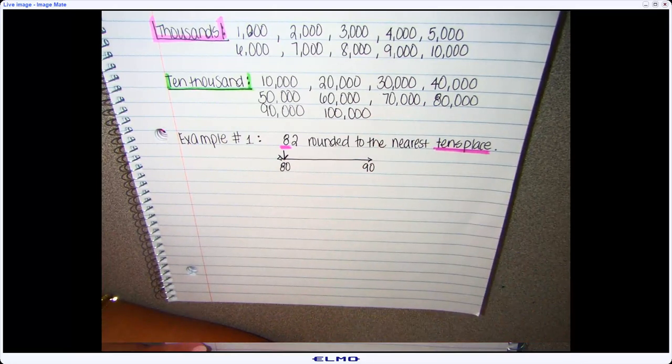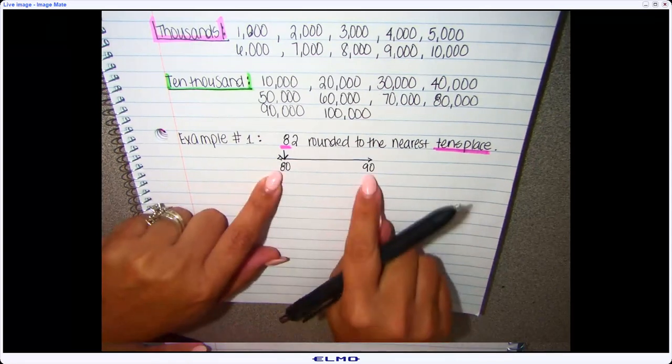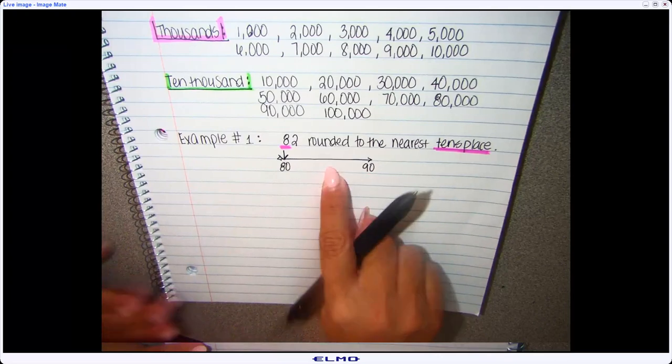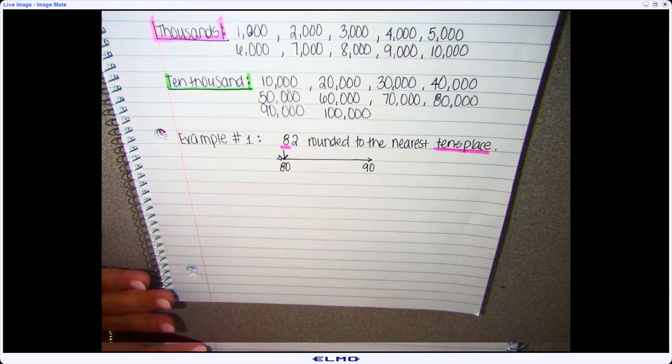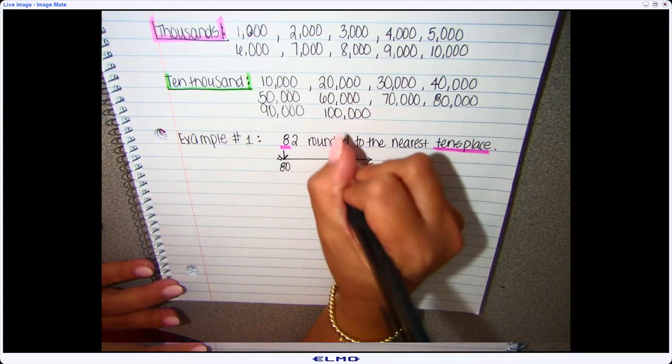Write this down. Everything I write, you write. We write. Now, between 80 and 90, what goes in the middle? What's the number between 80 and 90? 85.